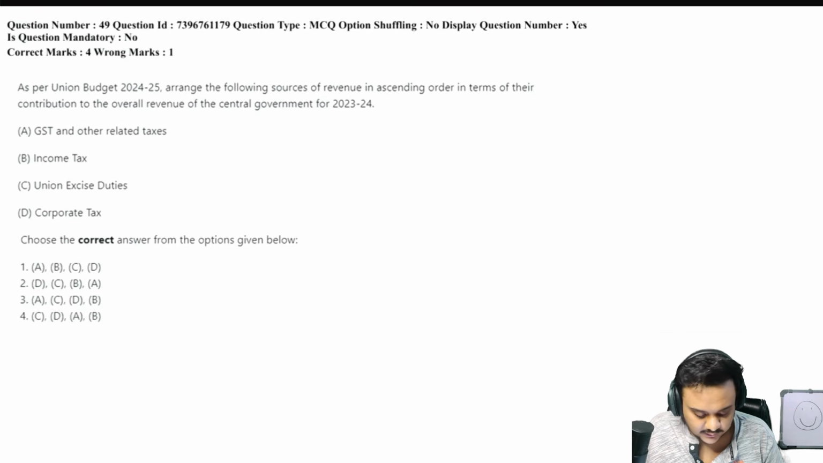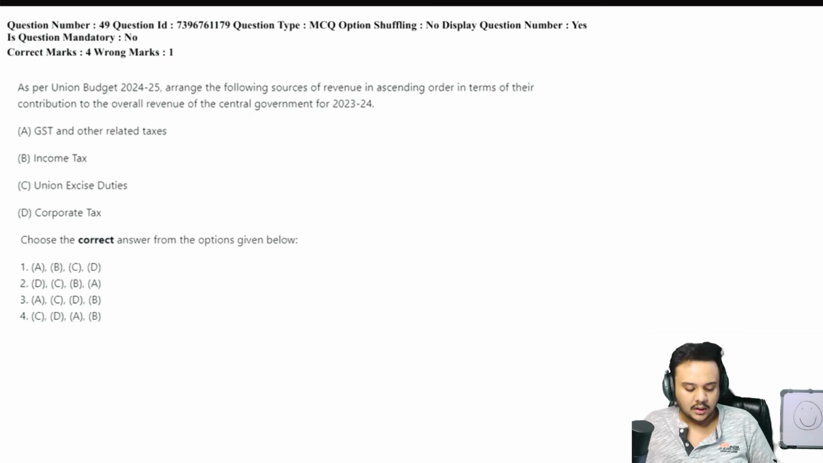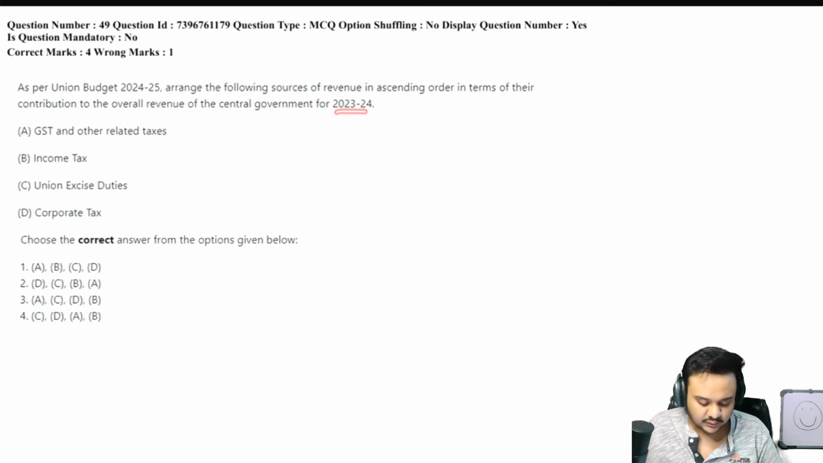The 49th one says that as per Union Budget of 24-25, arrange the following sources of revenue in ascending order in terms of their contribution to overall revenue of the central government for 23-24. So basically, this stays the same every year. In every budget, you will see that this will stay the same.